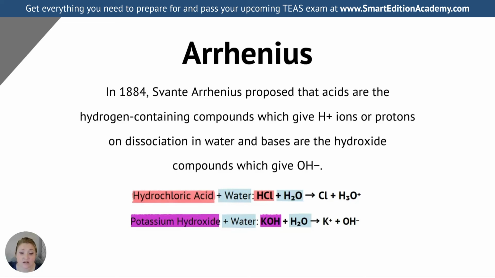In 1884, Svante Arrhenius proposed that acids are hydrogen-containing compounds that release that H in water, and bases contain OH and release that OH in water. So we already talked about this a little bit. Hydrochloric acid, HCl, when it's put into water, releases its H. And potassium hydroxide, KOH, when it's put into water, releases its OH. Pretty simple, straightforward. Arrhenius has to do with acids in water.